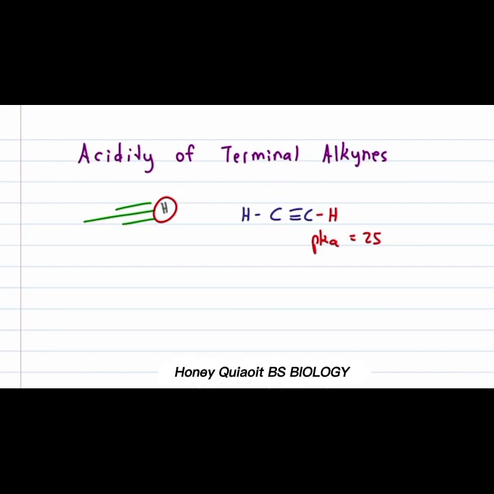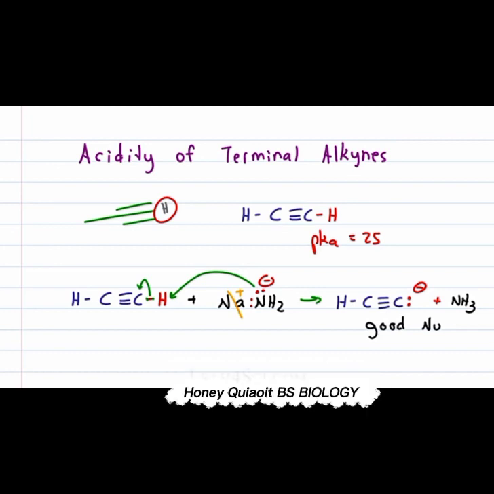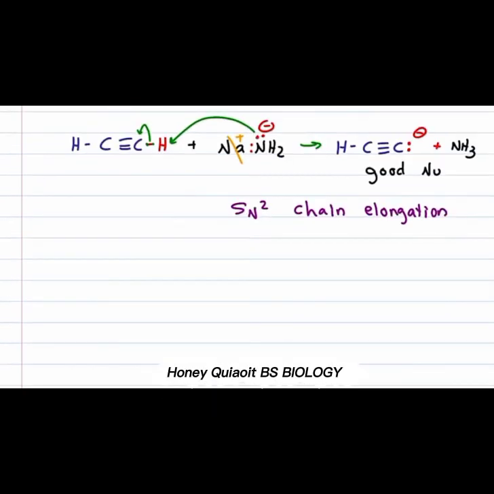For example, in the presence of a strong base like NaNH2, where Na plus is a spectator, we are left with the amide ion, NH2 minus. The amide will reach out and grab the terminal hydrogen, giving acetylene back its electrons and forming the acetylide anion along with NH3 in solution. The acetylide is a good nucleophile and a key to your retrosynthesis arsenal, because you can use it in SN2 reactions and chain elongation. So what else can we do with alkynes?